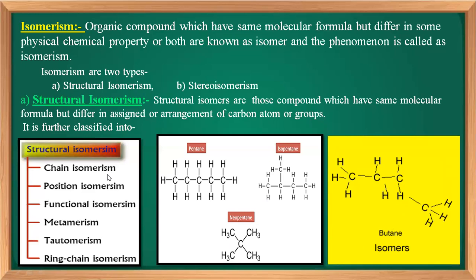Generally, structural isomerism has six subdivisions. First one is chain isomerism, second one is positional isomerism, third one is functional isomerism, next are metamerism, tautomerism, and ring chain isomerism. So let us come to the subclasses of structural isomerism.